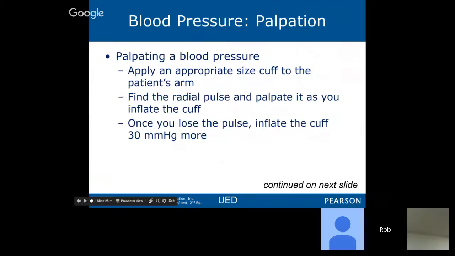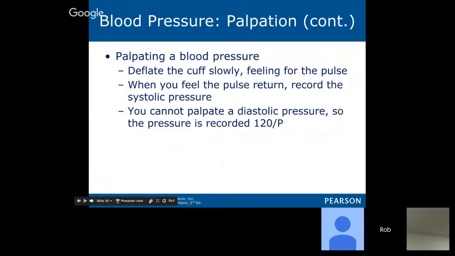Find the radial pulse and palpate it as you inflate the cuff. So now you have the radial pulse, you're inflating it. Once you lose the pulse, inflate the cuff 30 millimeters more. Deflate the cuff slowly, feeling for the pulse. When you feel the pulse return, record the systolic pressure. You cannot palpate a diastolic pressure, so the pressure is recorded as 120 over P.